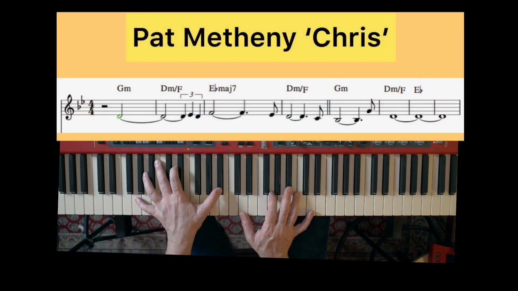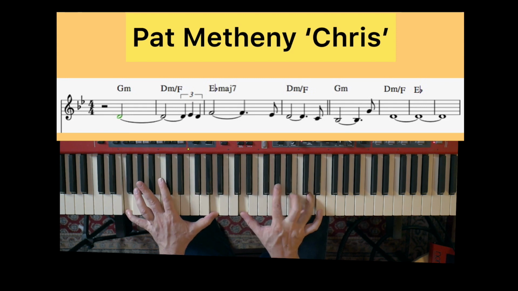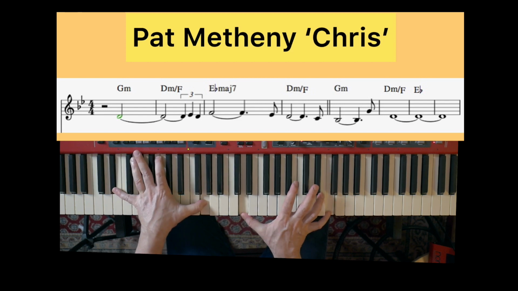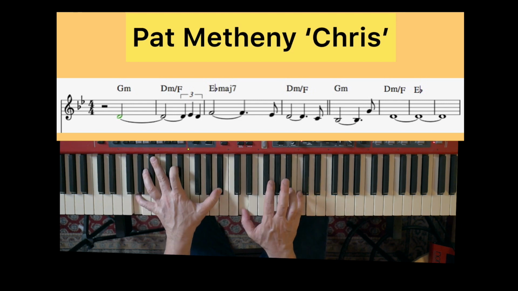The original tune by Pat Metheny, Chris, starts by agreeing with the harmonic structure of the hypermeasure. We start from a long D, extended over the passing chord, going to the E flat, back to the passing chord, to G minor again.